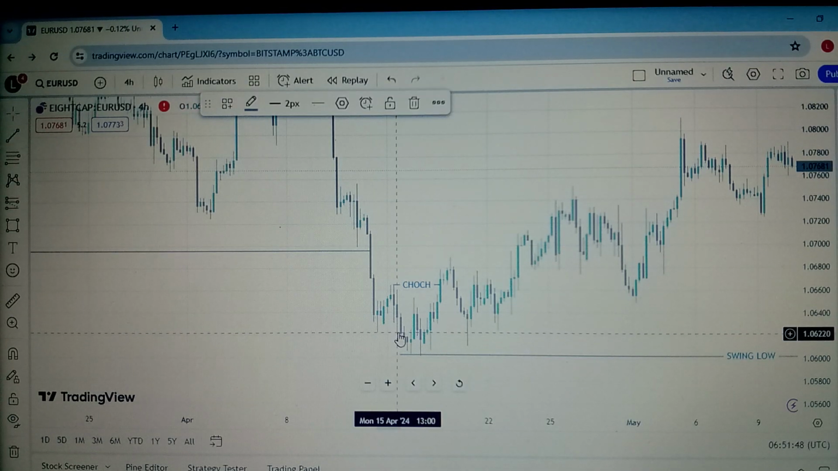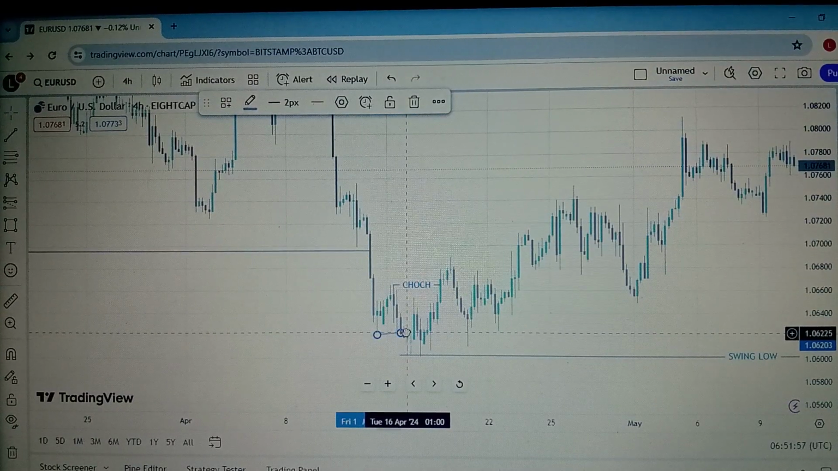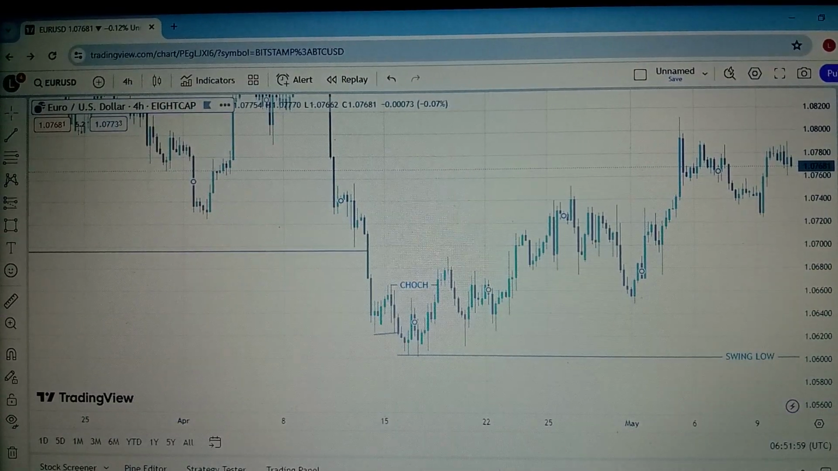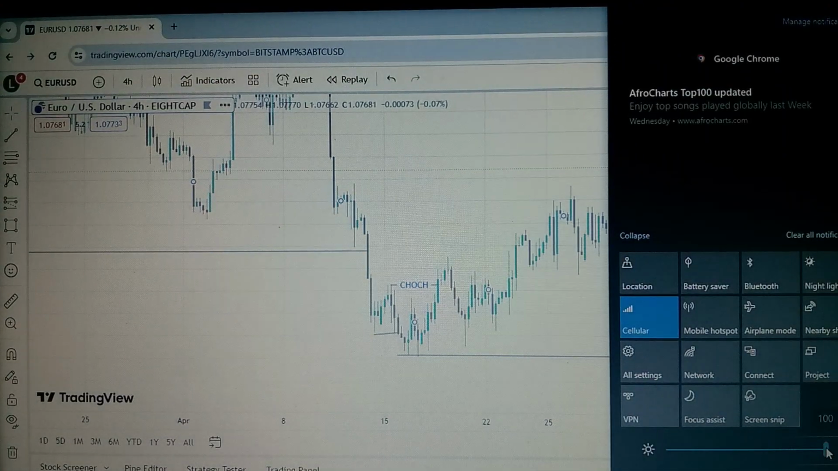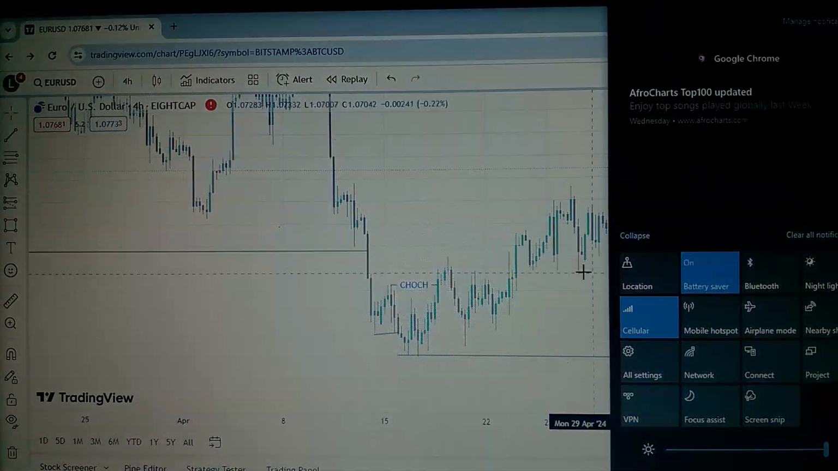I don't know what's going on with this Wi-Fi, but it's starting to take a toll on me. Let me just adjust this brightness to full.